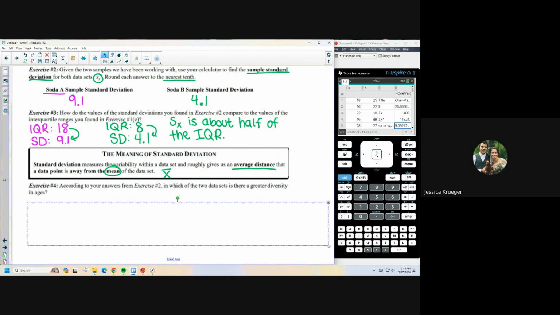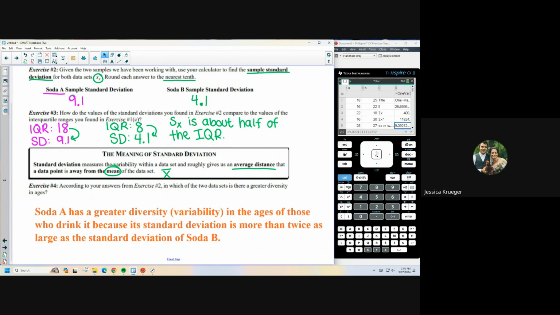Whoops, I want to delete this. So I typed this ahead of time. Soda A has a greater diversity in the ages because the standard deviation, again, we want to talk about the standard deviation this time, is more than twice that of soda B. So very, very similar explanation, except we're comparing a different measure.